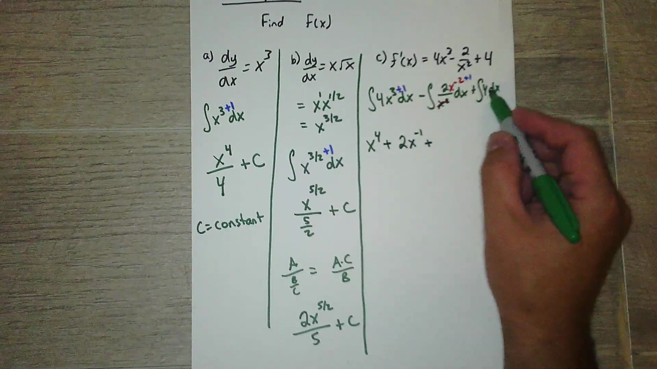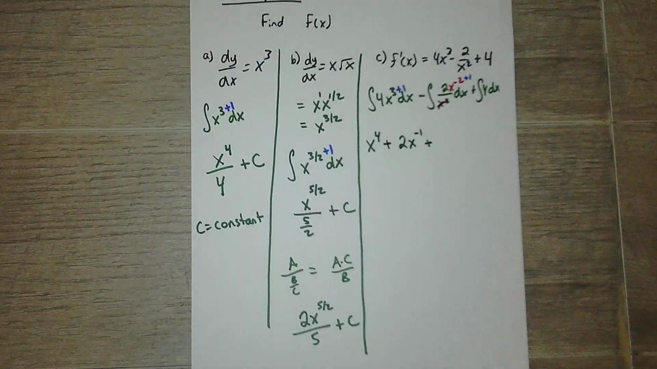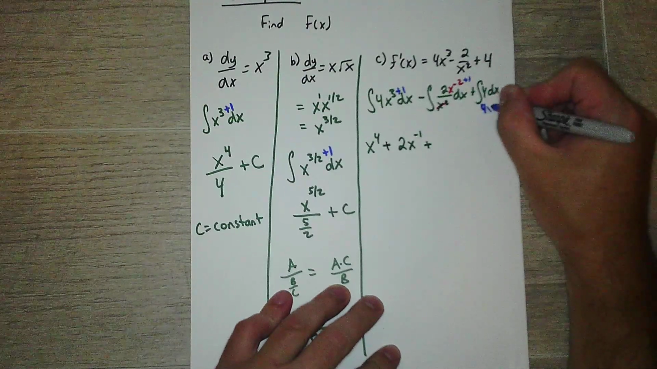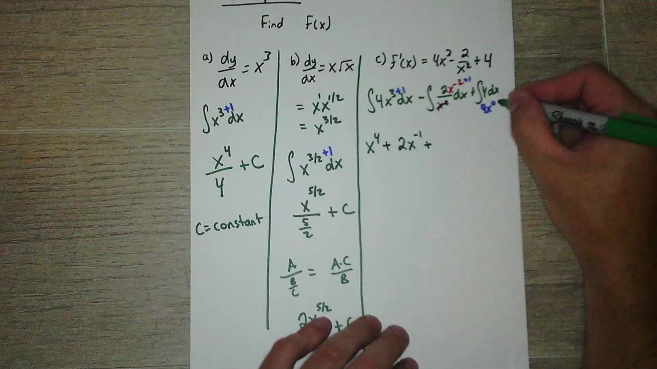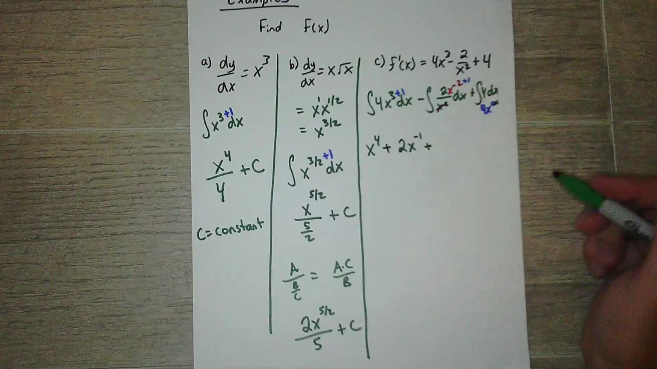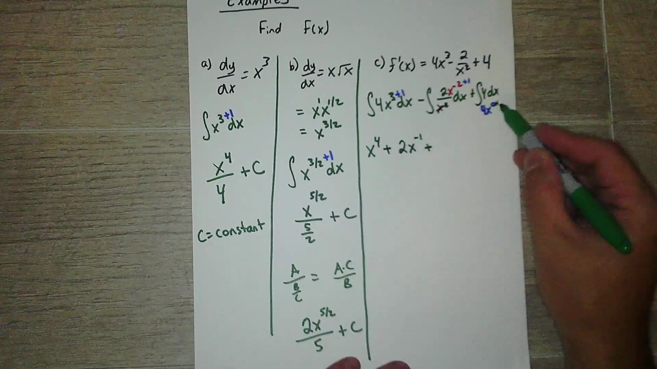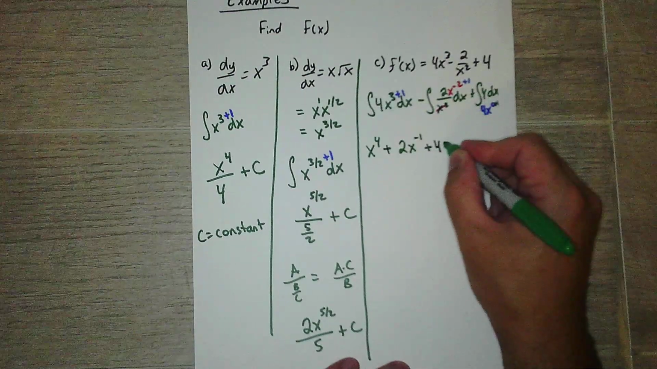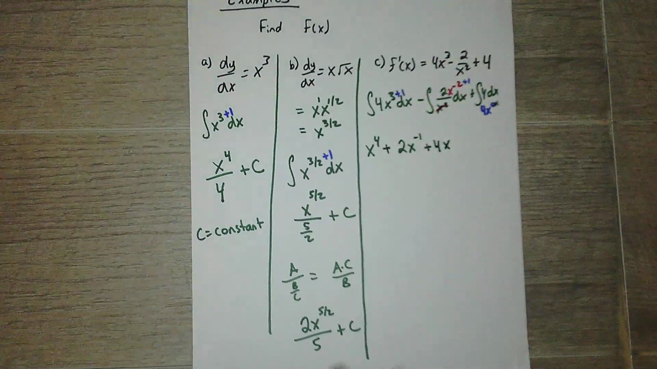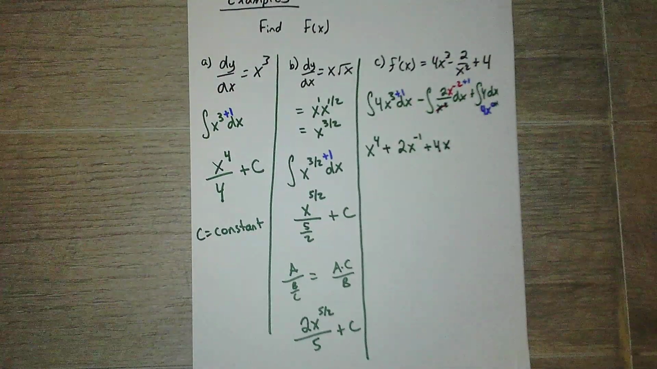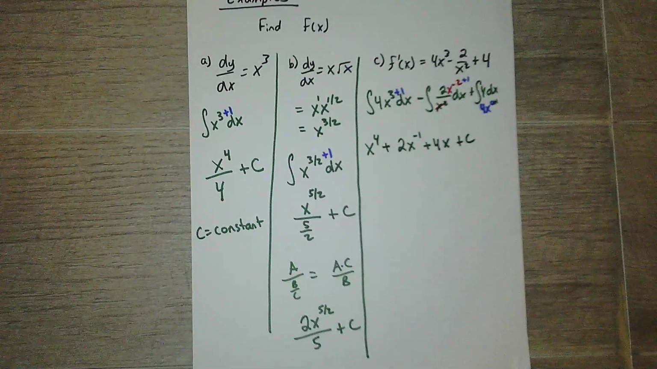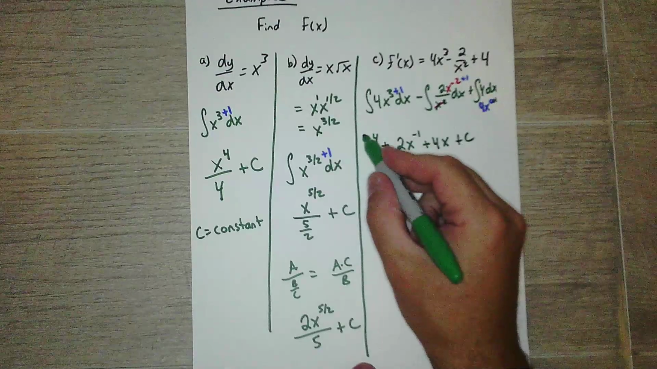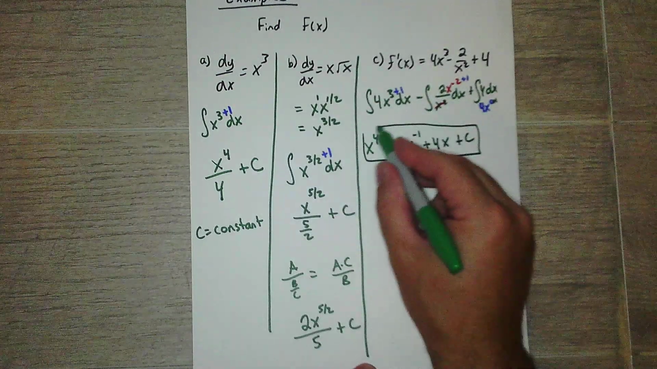Plus, what's the exponent here? There is no exponent, so it's like 4x to the 0 basically. If I add 1, 0 plus 1 is 1. And then 4 divided by 1 is still 4, and then x to the 1, or just x. Now I add my plus c. Okay, so that's the final answer.